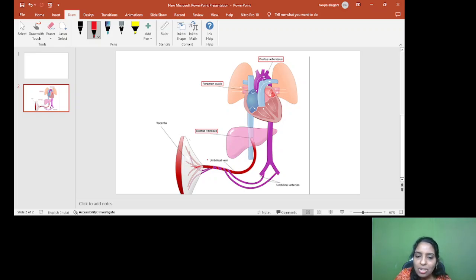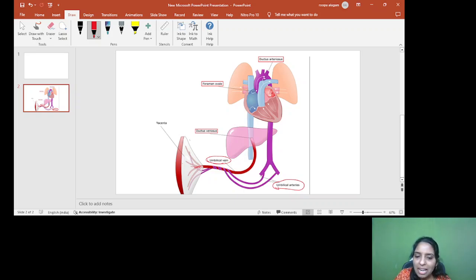So we all know there is one umbilical vein which carries the oxygenated blood from the placenta to the fetus, and there are two umbilical arteries, which carry the deoxygenated blood to the placenta. So we'll see how the mechanism of fetal circulation is going on.